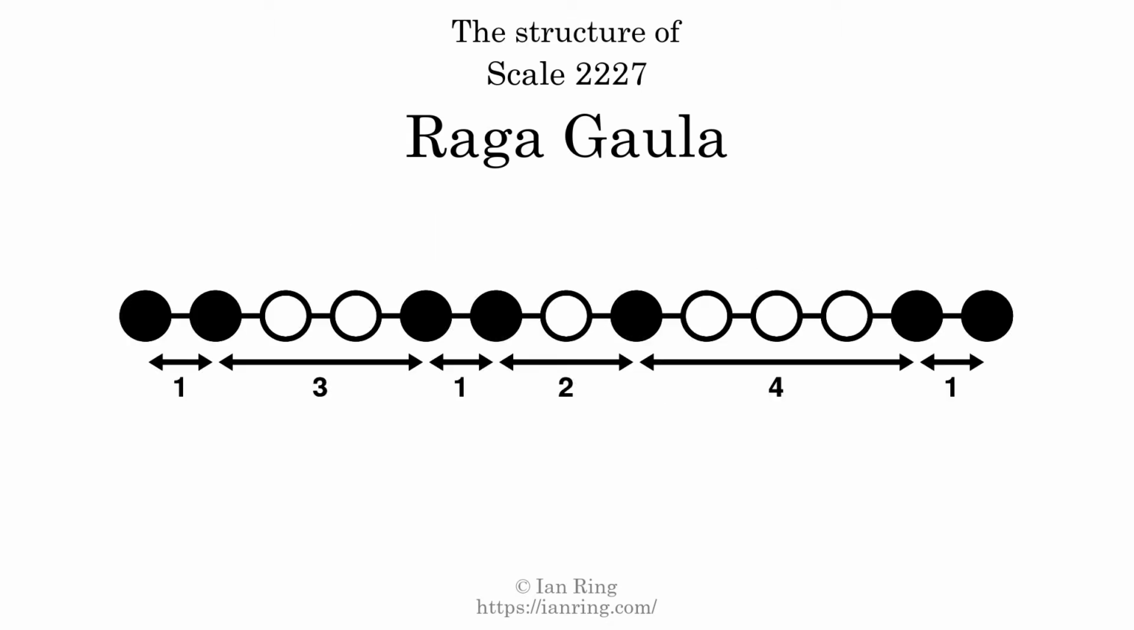The structure of a scale is a description of the interval distance between each successive tone. This scale has a structure of 131241.